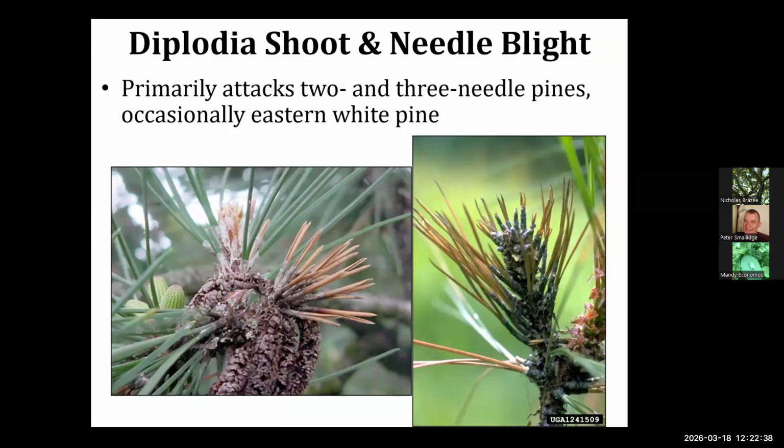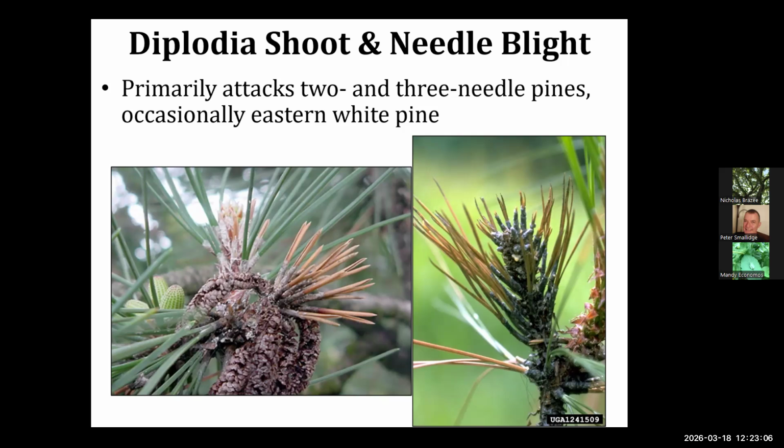Okay, let's look at Diplodia shoot and needle blight because it provides another good example of the symptoms and the signs. I would expect many of you are also familiar with this disease. It's a serious problem for 2 and 3 needle pines. It actually has a very broad host range. You can find it on eastern white pine at times when it's stressed, but I see a range of different conifers come through the diagnostic lab that can be infected by it, but usually those are pretty stressed and weakened trees.